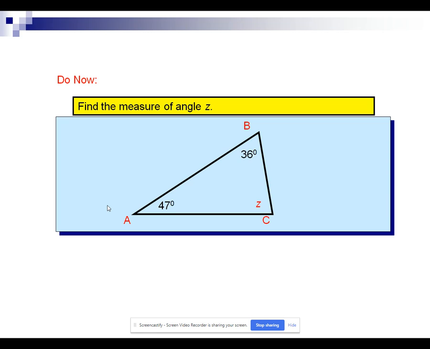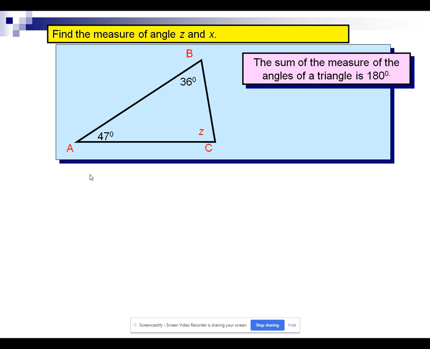So first off, if I give you this triangle, you should be able to find angle Z. If you know this angle is 47 and this angle is 36, then what would angle Z be? How would you figure that out? We just got done saying that you should already know that angles inside of a triangle add up to 180. So if we take 47 plus 36 plus Z, the missing angle, that should give us 180. 47 plus 36 is 83. So then 180 minus 83 tells us that the missing angle would be 97.